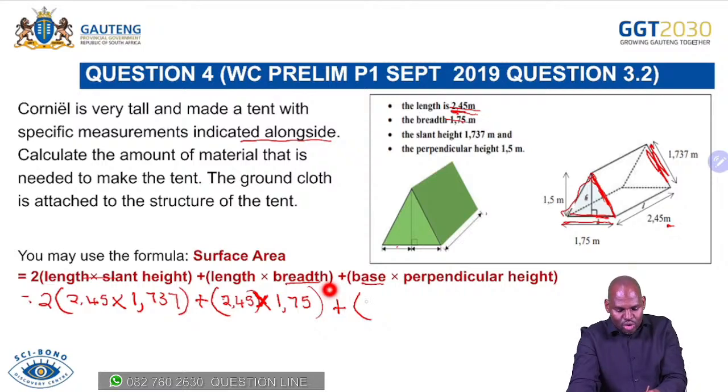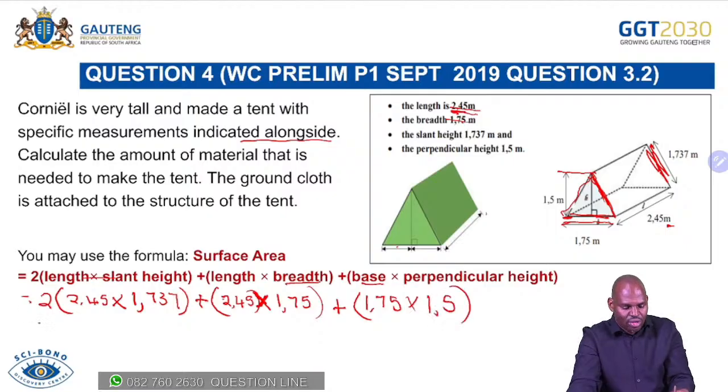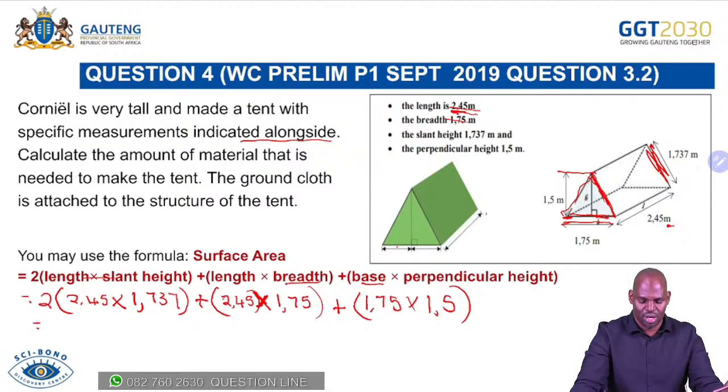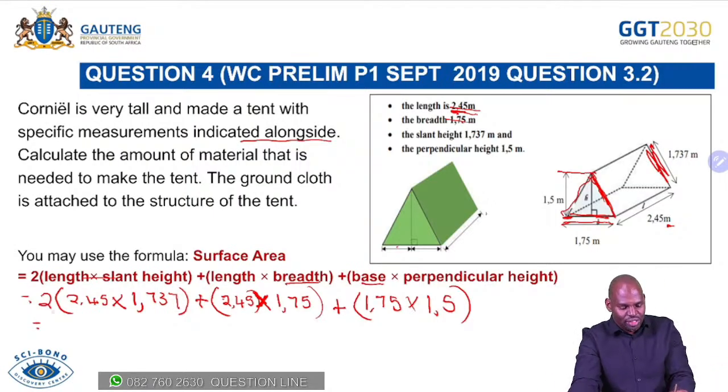So we say 1,75 and then multiply by perpendicular height. The perpendicular height, there it is, indicated from the most bottom of the triangle to the most top of the triangle. That is the perpendicular. We multiply by 1.5. Then there's our substitution. It's up to you. You can calculate everything right away, or you can do it step by step. But I think it's always safer to do everything step by step. So you do part by part, and then let's see.